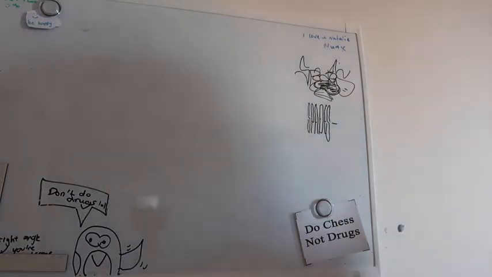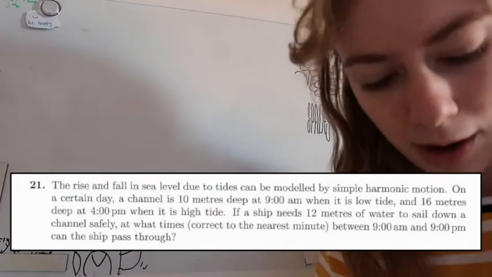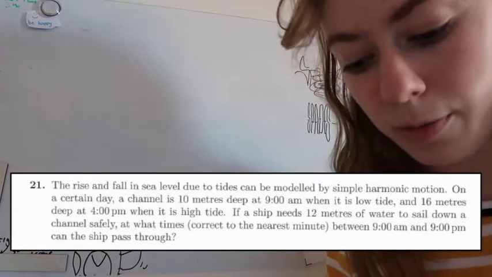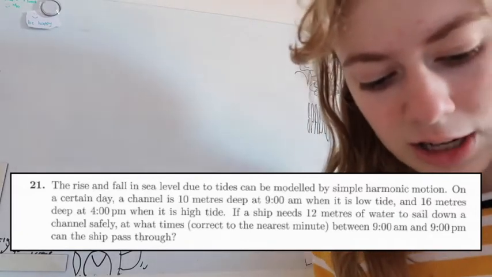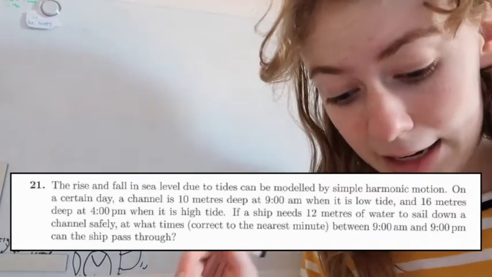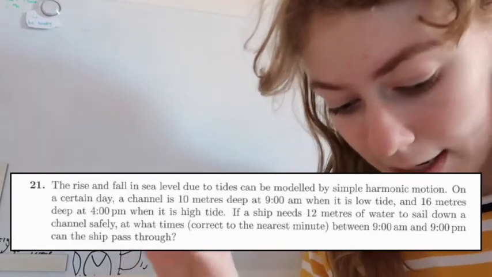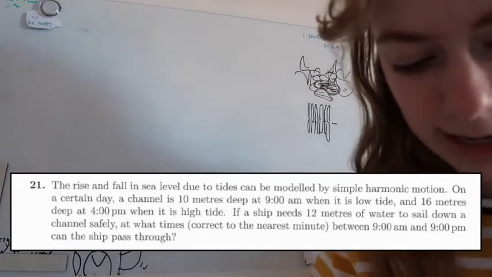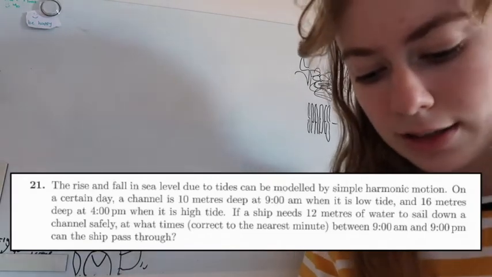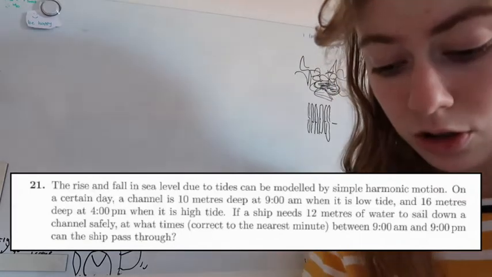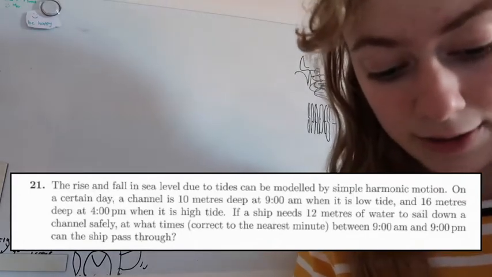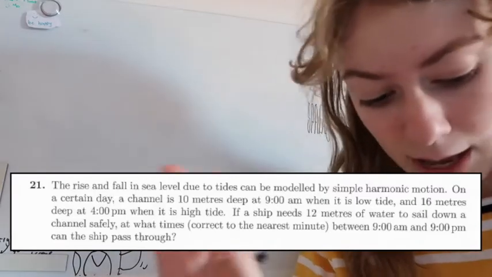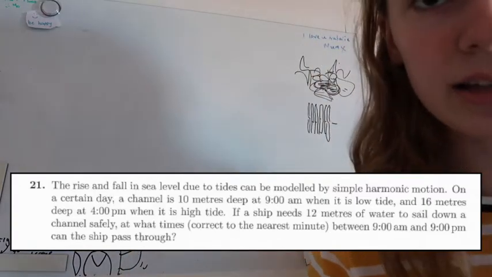I'll also put an image of it. The question is 21. The rise and fall in sea levels due to tides can be modeled by simple harmonic motion. On a certain day, a channel is 10 meters deep at 9 a.m. when it is low tide, and 16 meters deep at 4 p.m. when it is high tide. If a ship needs 12 meters of water to sail down a channel safely, at what times, correct to the nearest minute, between 9 a.m. and 9 p.m. can the ship pass through?